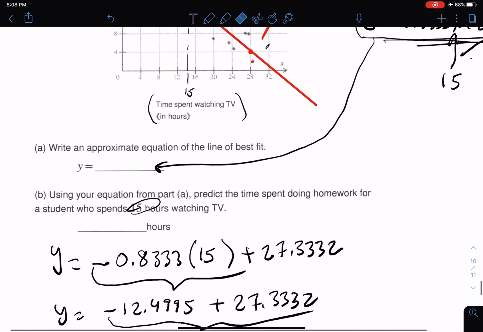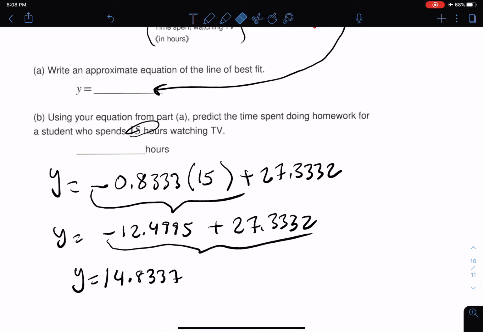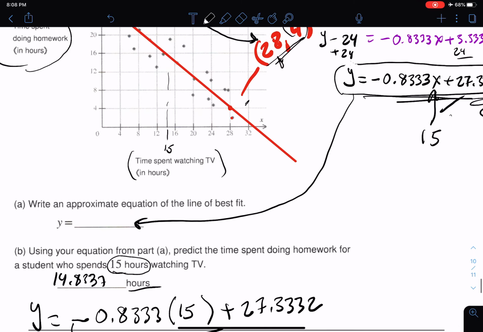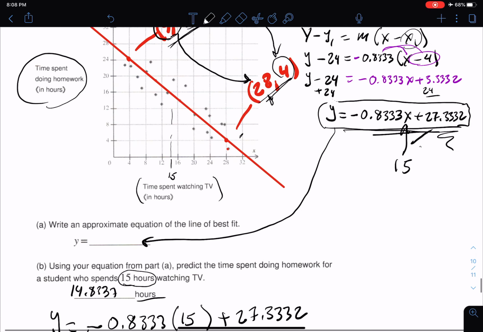So that means by our model up here, people who spend 15 hours watching TV, we can predict that they will spend about 14.8337 hours doing homework. And it seems kind of reasonable, right? The more you watch TV, the less homework you're going to do. Makes sense. There's only so much time in the day.